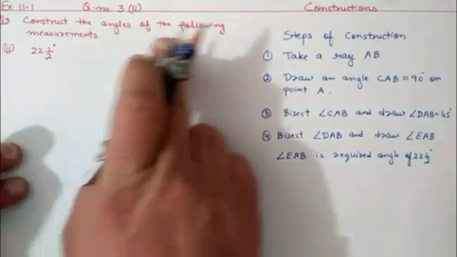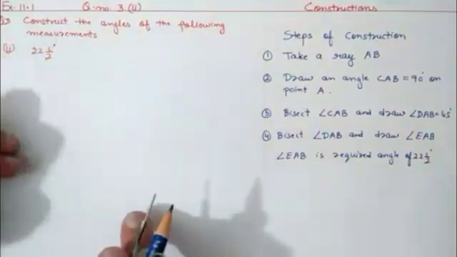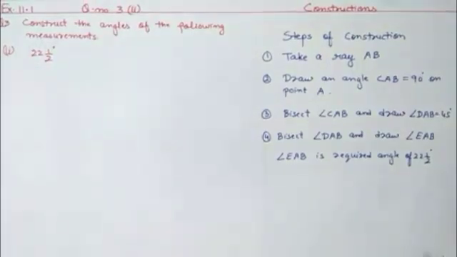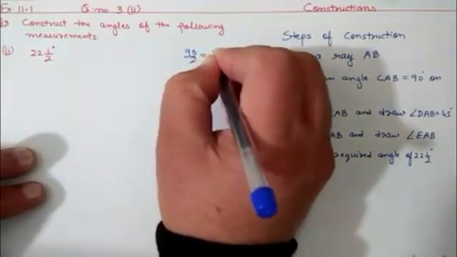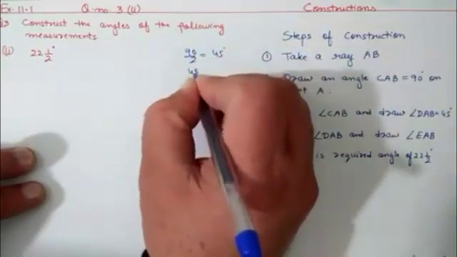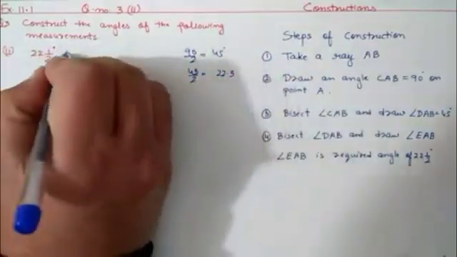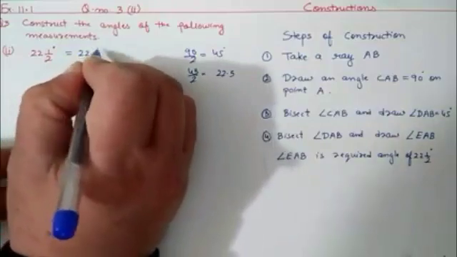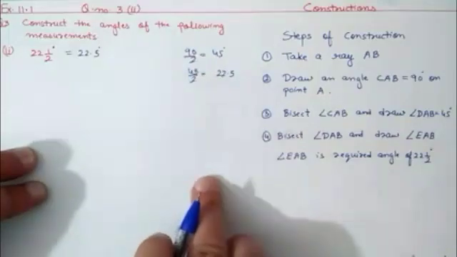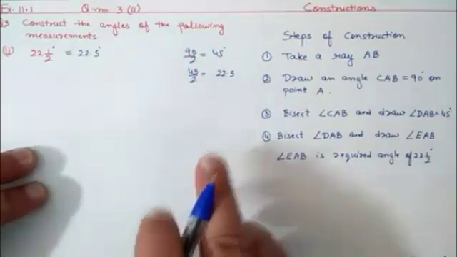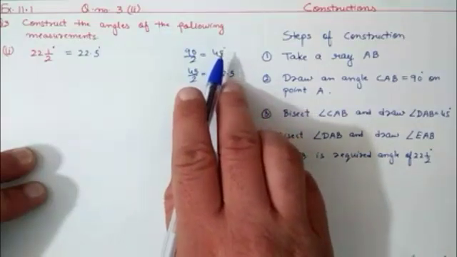Now we are going to study question number 3. In the second one, the first one you have to do by yourself. This is 22.5 degree. 22.5 degree means half of 90 degrees what? 45 degree, and half of 45 degrees what? 22.5 degree. So for getting 22.5 degree, first we have to draw our 90 degree angle, and we have to bisect it, then we will get 45 degree.